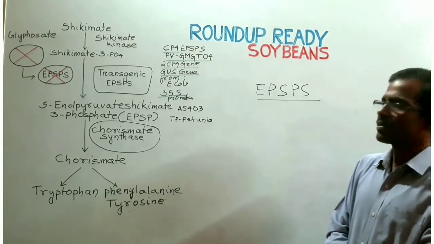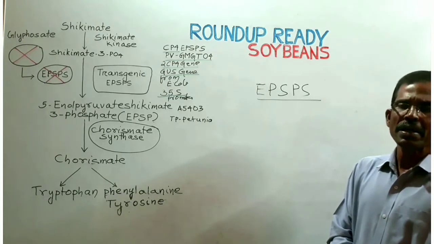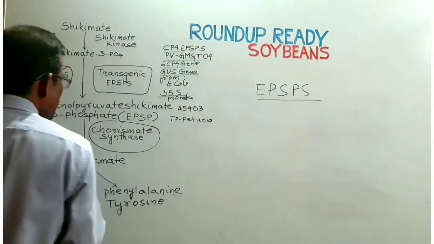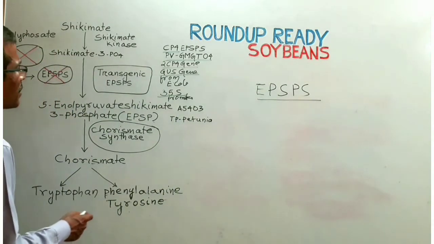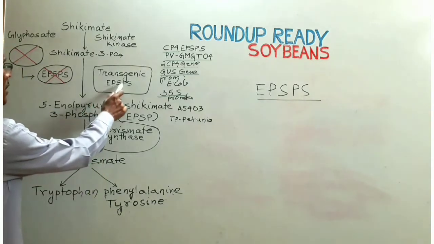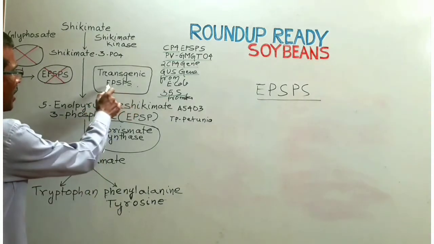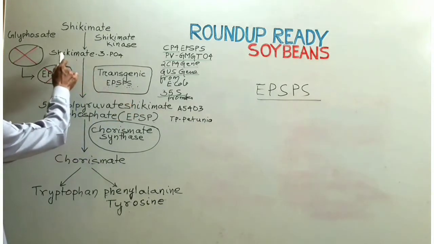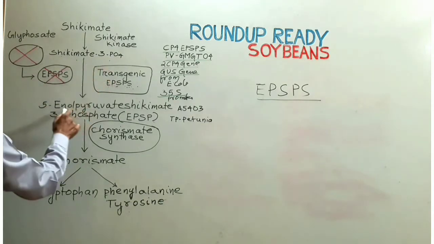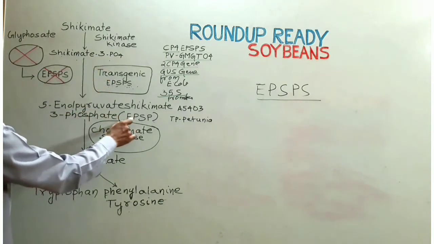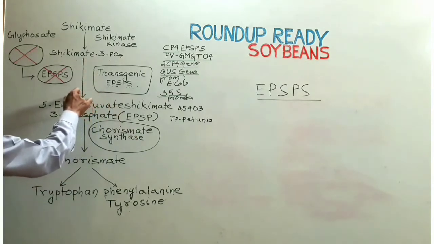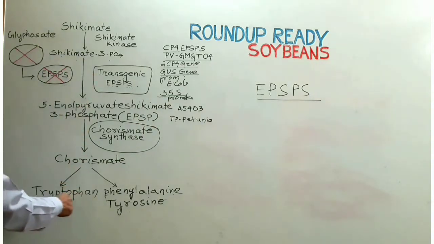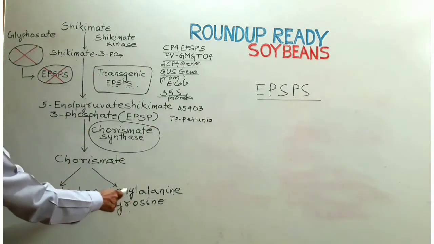So glyphosate, which is the active ingredient of the herbicide Roundup, inhibits a specific enzyme. That enzyme is known as enol pyruvate shikimate 3-phosphate synthase. And this enzyme is responsible for the conversion of shikimate 3-phosphate to 5-enol pyruvate shikimate 3-phosphate. This particular reaction is inhibited by glyphosate. This is the pathway for the synthesis of aromatic amino acid.